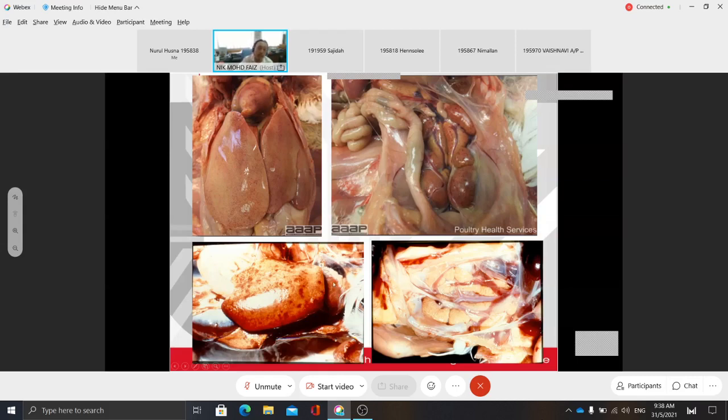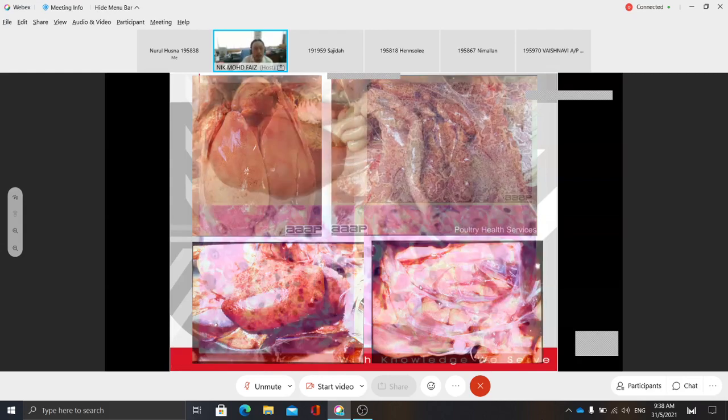And then this is how they look like. Okay, the liver, there are some ecchymotic hemorrhages on the liver, and then the liver usually is yellowish. Okay, this is also again the kidney enlarged. Okay, that's how they look like.